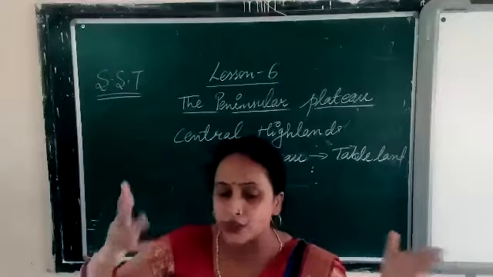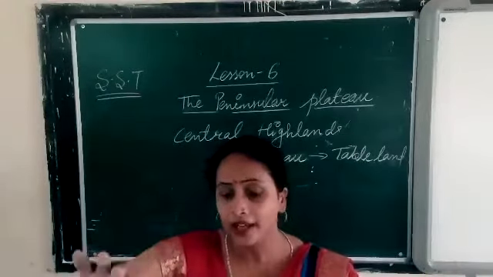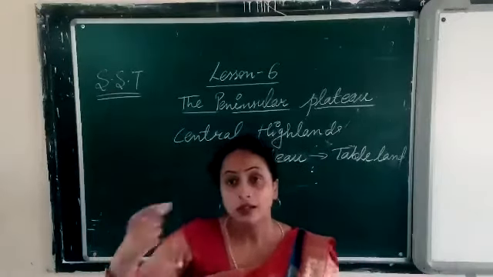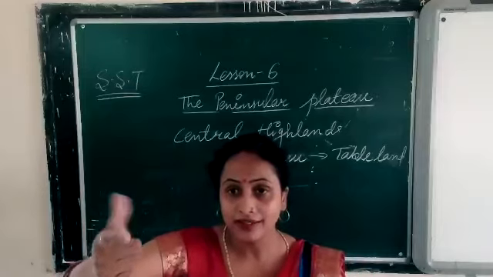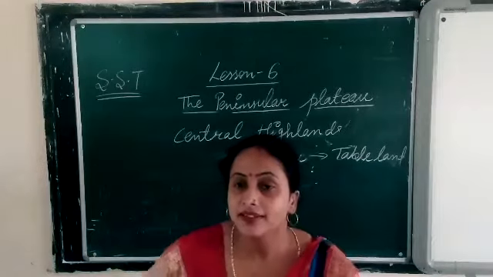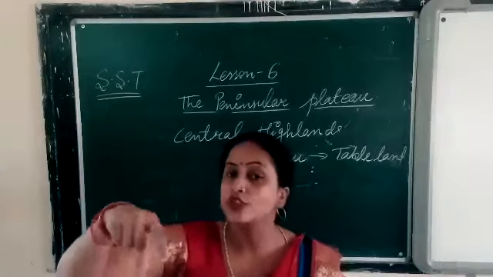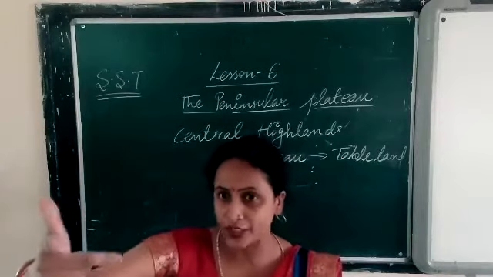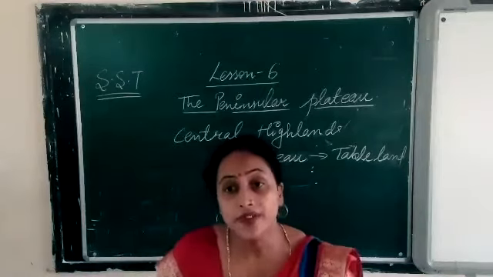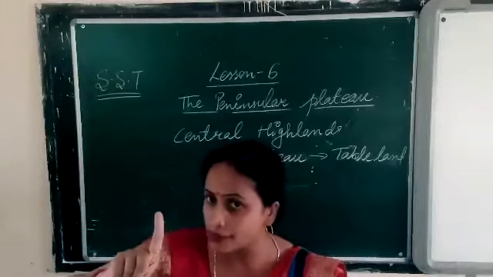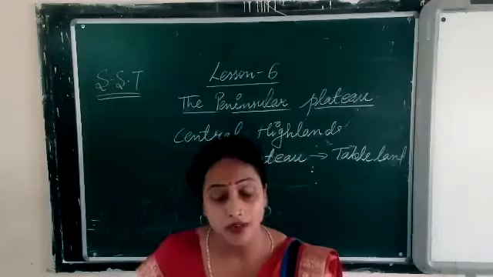The Central Highland consists of two plateaus. What are they? Malwa Plateau and the second one is what? Yes, Chota Nagpur Plateau. So this consists of two plateaus. Now we will learn about all the plateaus one by one. First one is the Malwa Plateau. So what about the Malwa Plateau?